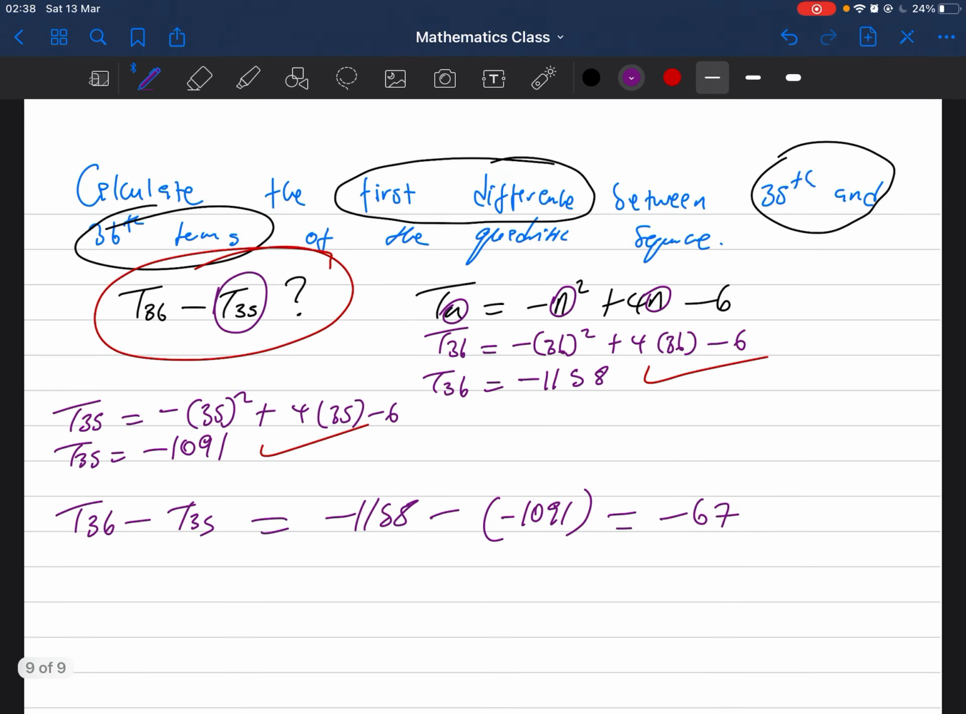So in this video, we've learned how to calculate Tn. Tn can be T36, T37, T1, T2, whatever, given the sequence. And then after that, you just find the first difference. So remember that the first difference in a quadratic sequence is T36 minus T35, which is the second value minus the first value. That's basically what it means.